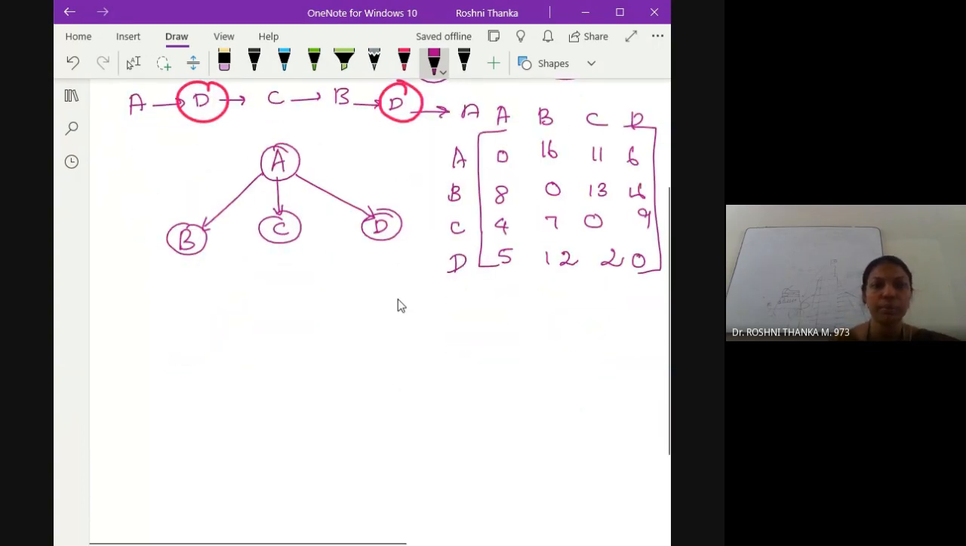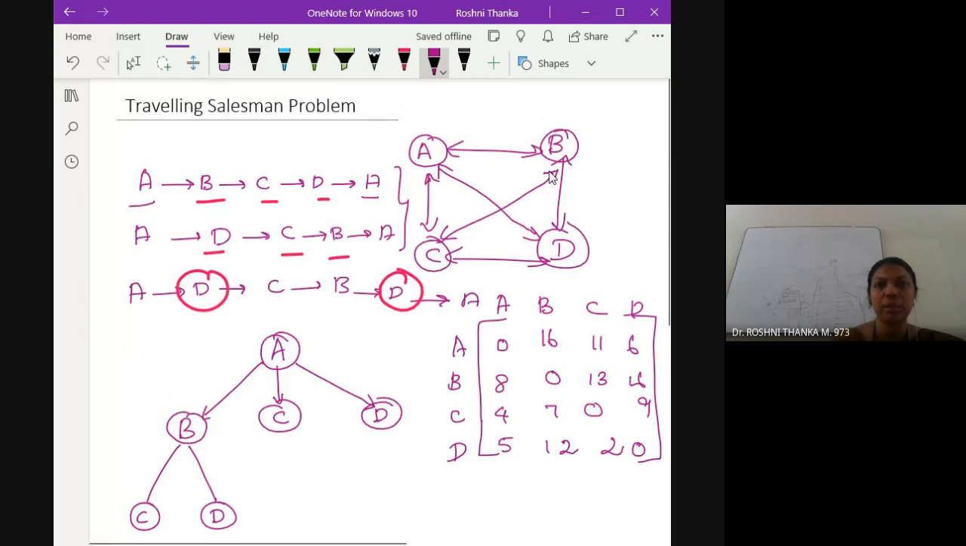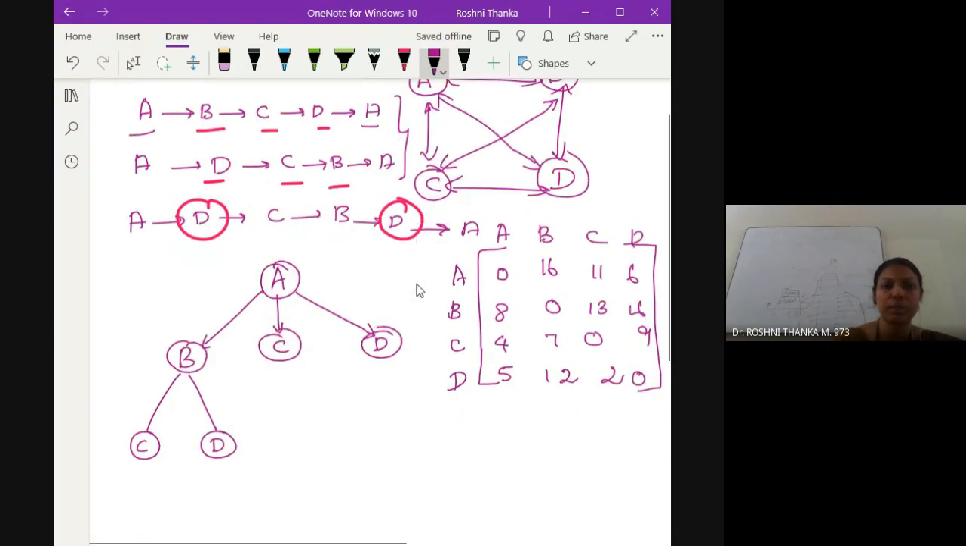So we came to B. So what are the other two possible ways? We can either go to C, or I can go to D. So these are the other two possibilities for B. For example, if here is B, either I can go to C or I can go to D. These are the two possibilities, right?